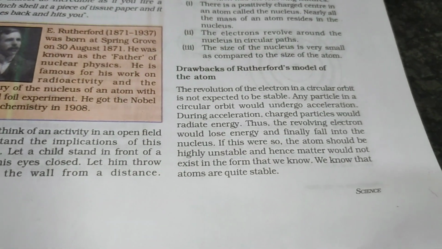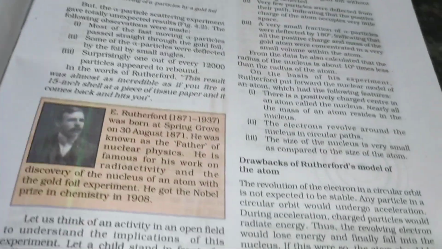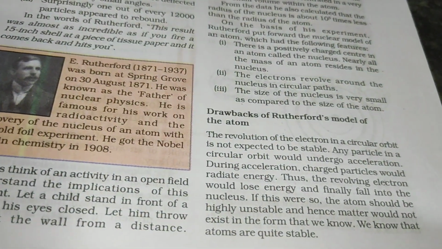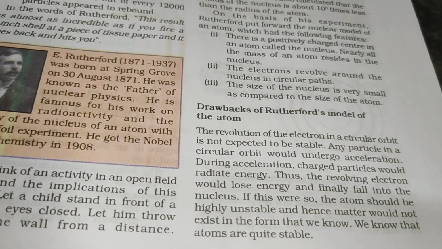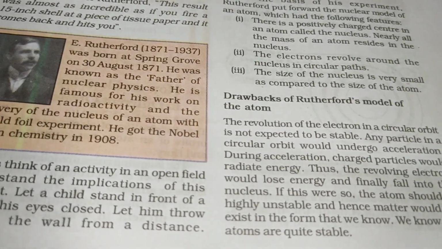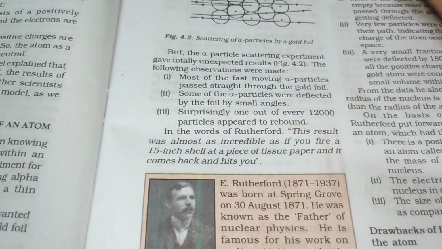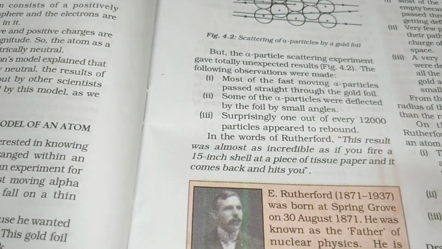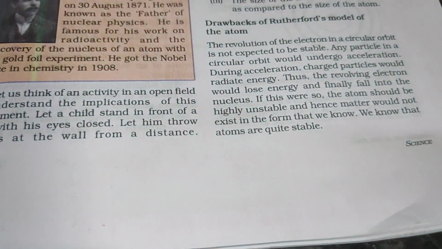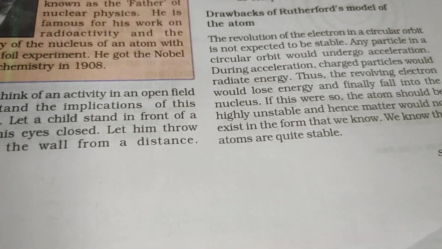The revolution of the electron in a circular orbit is not expected to be stable. Here the electrons are revolving around the nucleus, so how will it be stable? Any particle in a circular orbit undergoes acceleration. When it accelerates while rotating around the nucleus, it will release some energy, meaning it will lose energy, and finally it should lose all its energy, become unstable and collapse.